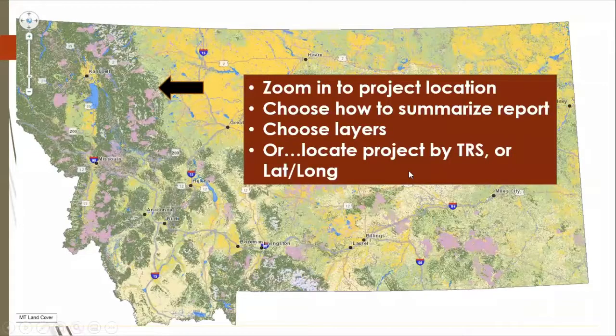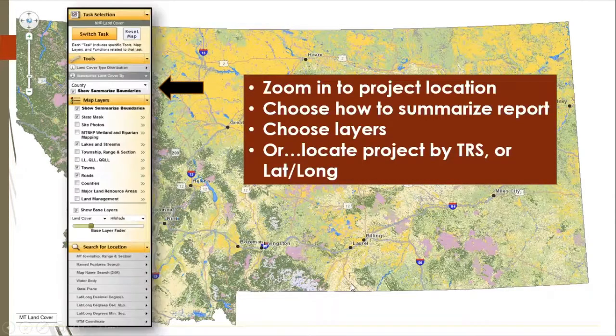So this is what that map looks like, blown up bigger. And again, you can zoom into your location. You get to choose your project area. Again, you can search by township, range, lat long, or just zoom into that area. Again, the close-up of the zoom tools there, and again, that map menu bar.